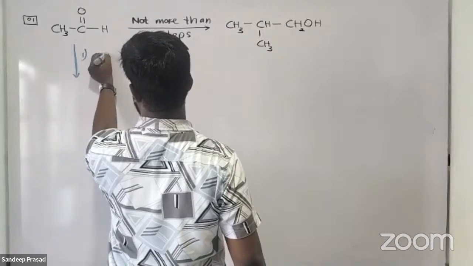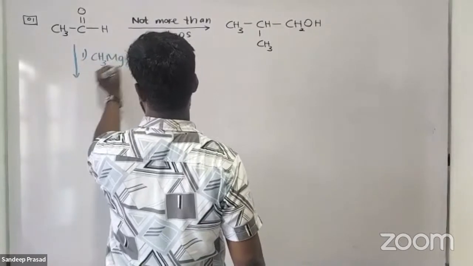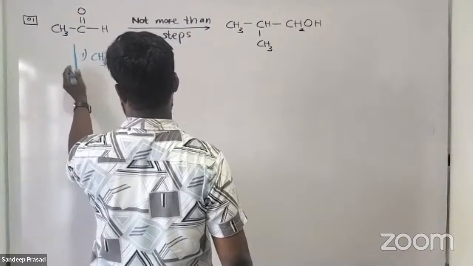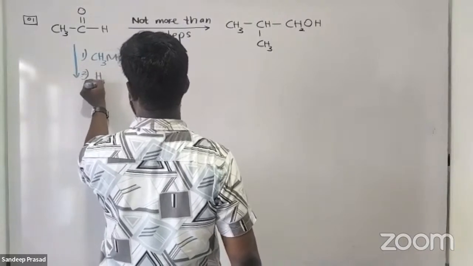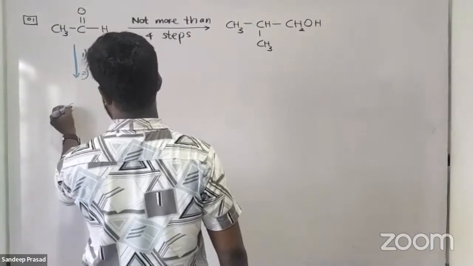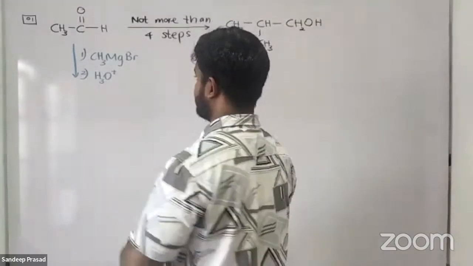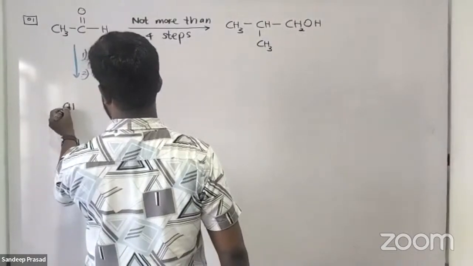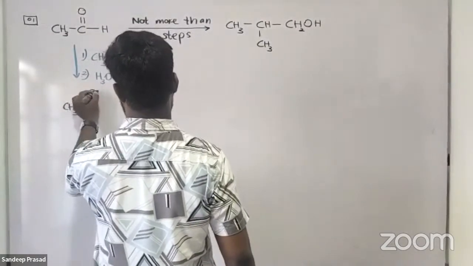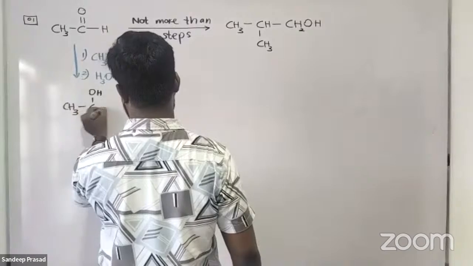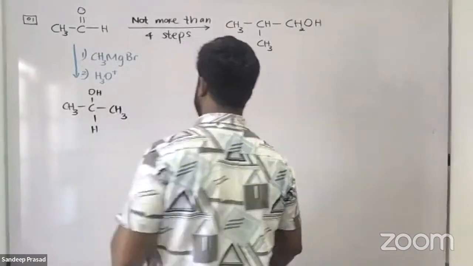Okay, 4 steps. First of all, since this is an aldehyde, I'm going to add Grignard reagent CH3MgBr. Secondly, H3O+. Then it forms an alcohol. What is the alcohol? CH3, COH, H here, and CH3.